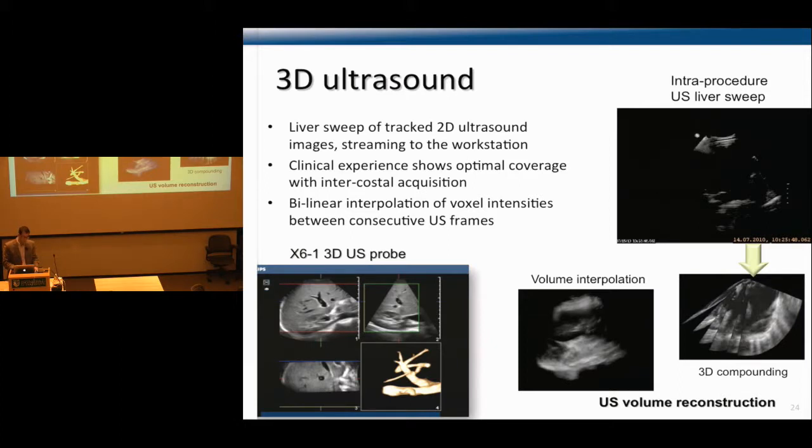So one of those probes is the X61 by Philips that we were using to actually get instantaneously a 3D volume of the liver. You could already see the difference here. This liver sweep could take maybe 8 to 10 seconds.